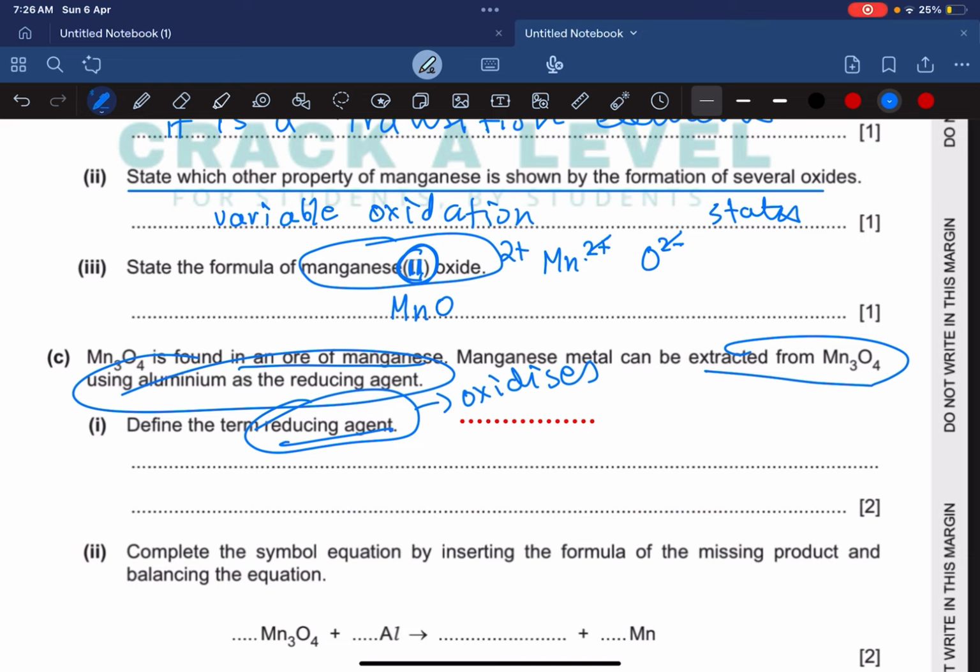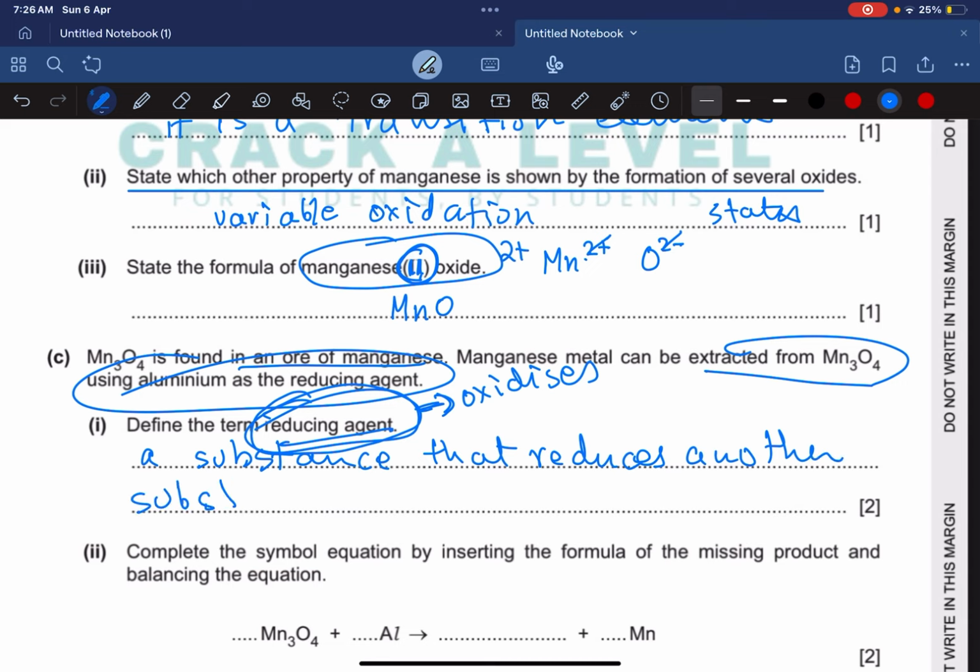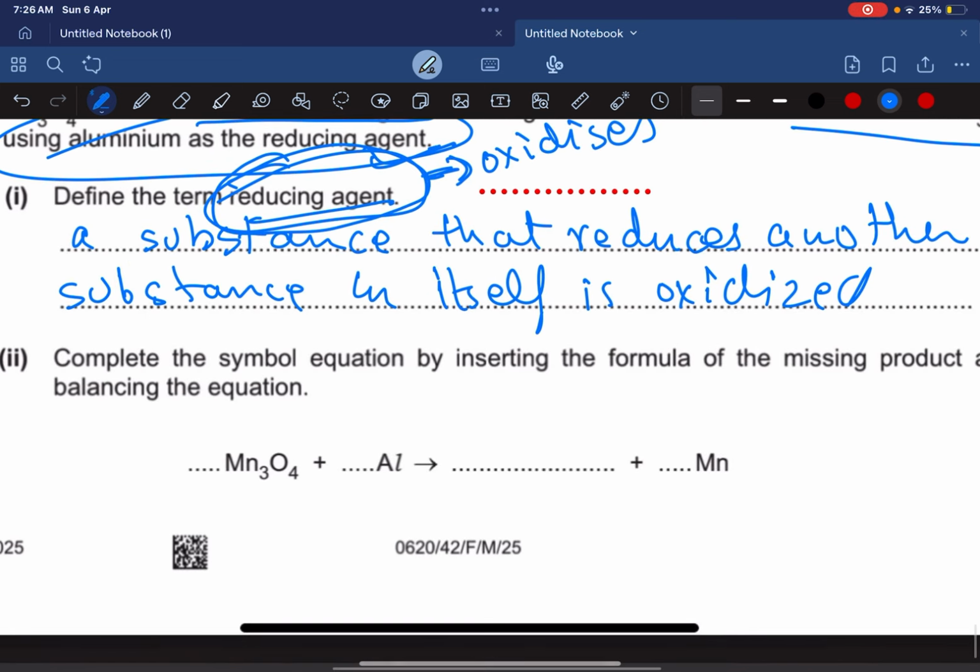This concept is a bit confusing. Always remember that whatever is a reducing agent will itself oxidize. So a substance that reduces another substance, because it's a reducing agent, reduces another substance and itself is oxidized. Always a reducing agent is oxidized, an oxidizing agent is reduced. Now this is a little confusing, but you've got to get along with this.